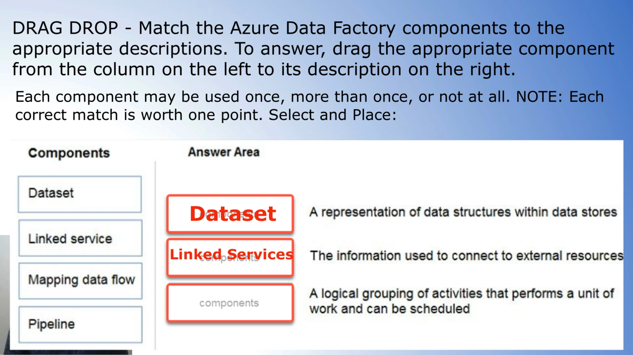The third description, a logical grouping of activities that performs a unit of work and can be scheduled, will match with the component pipeline, because a data factory might have one or more pipelines. A pipeline is a logical grouping of activities that performs a unit of work. Together, the activities in a pipeline perform a task. For example, a pipeline can contain a group of activities that ingests data from an Azure blob and then runs a Hive query on an HDInsight cluster to partition the data.